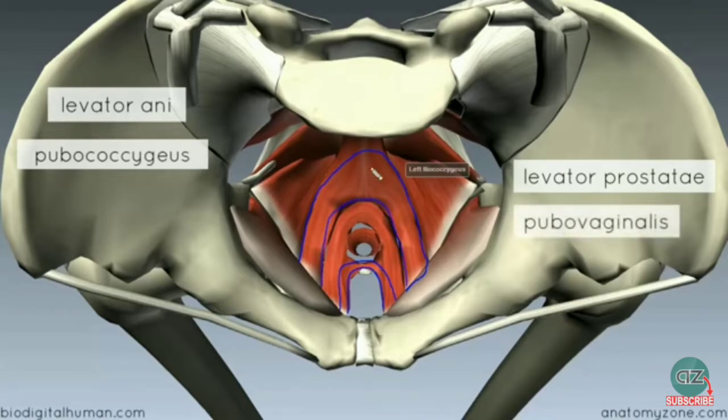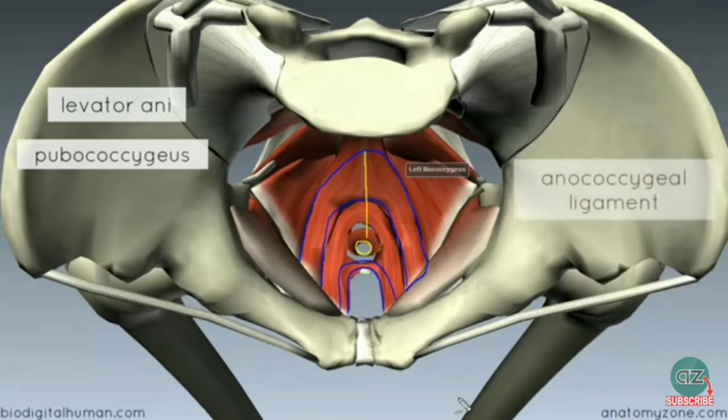And then in the midline, as I mentioned before, connecting from the coccyx down to the anus. So remember, this is the aperture for the anus. So connecting from the coccyx to the anus, you've got this midline raphe, this ligament, which is called the anococcygeal ligament or anococcygeal body.